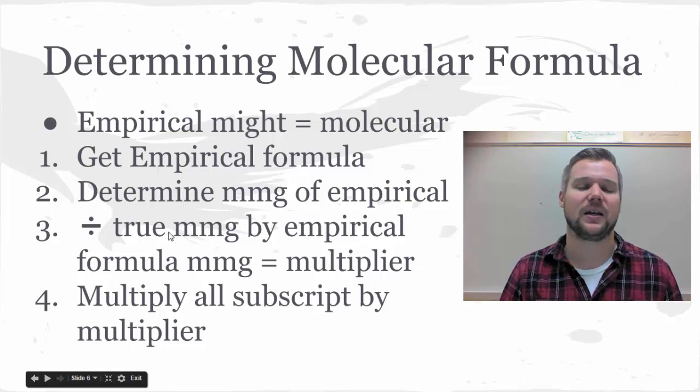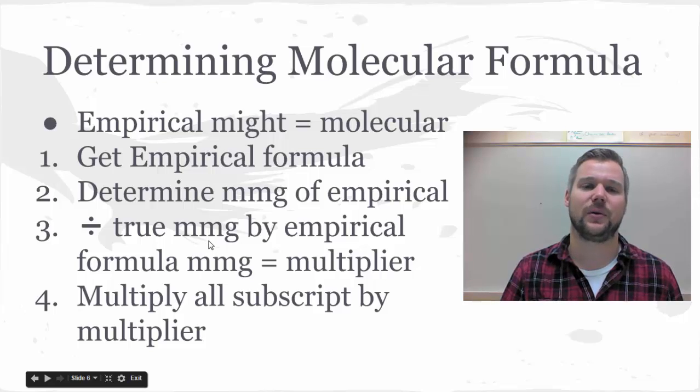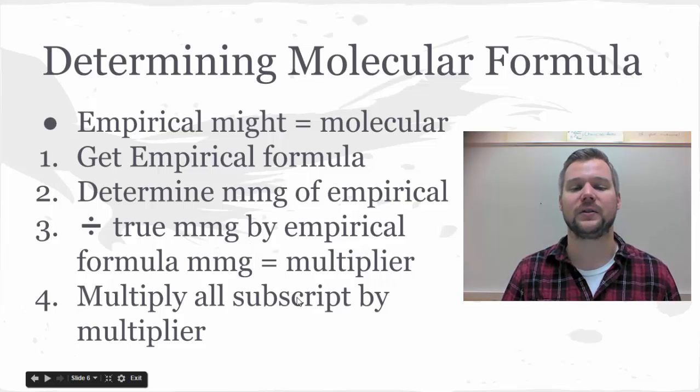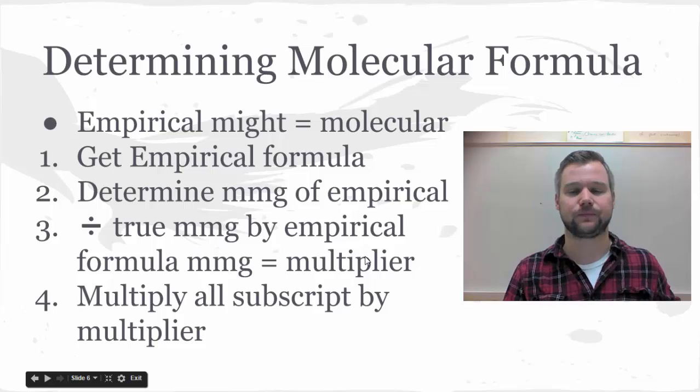Now this true mass can come from a machine. There's a machine that can detect this. In some labs, like we don't have those in chemistry, but in chemistry we just tell you the true value, but there are machines that can figure this true mass out. And you're going to divide the empirical into that true mass. Empirical should be smaller or the same size. And that's going to give you a multiplier. You're going to multiply all of your subscripts by that multiplier.